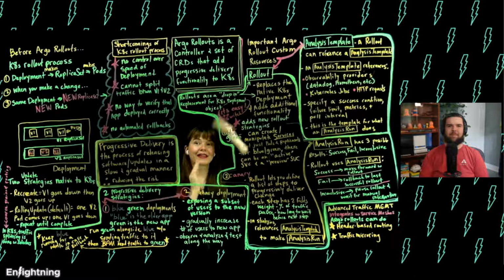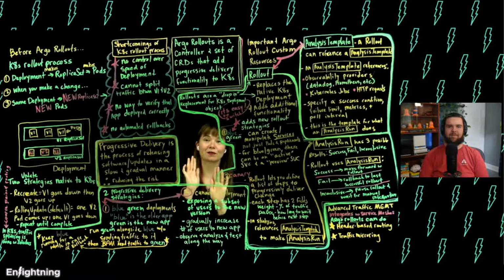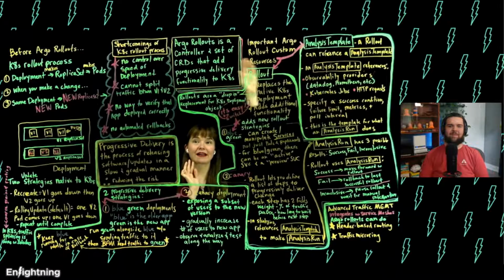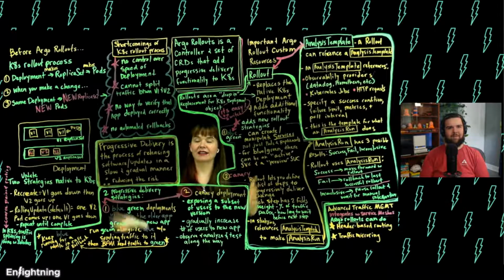So we kiss goodbye to Kubernetes deployment objects, but a rollout is a drop-in replacement for a Kubernetes deployment object, and you do have tried and true methods to migrate from one to the other. The rollout replaces that native Kubernetes deployment object, and it has functionality that includes progressive delivery strategies. It has a blue-green strategy and canary strategies built in.